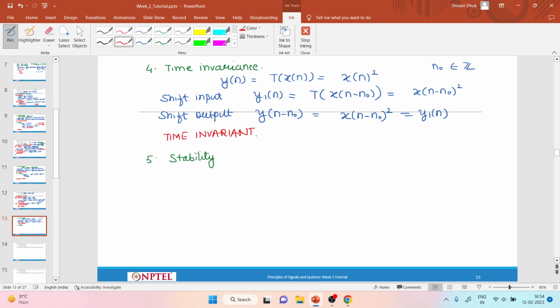And let's say my input x of n is bounded by bx, and therefore if I look at mod of y of n, it will be equal to absolute value of x of n square, which is less than or equal to bx square. Again, since my bx is less than infinity, its square will also be less than infinity, and that's why this system is stable. Any questions at this point?